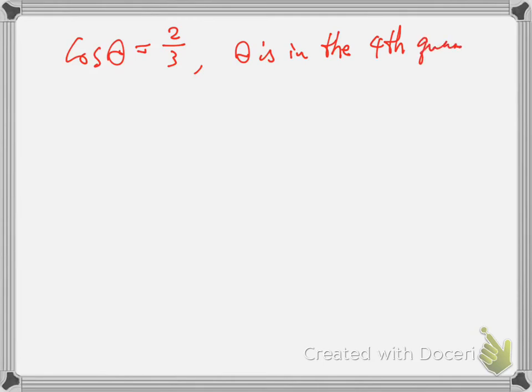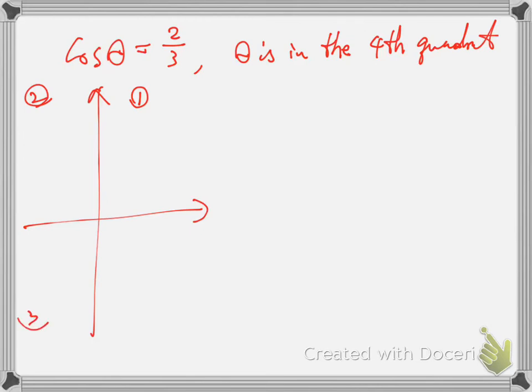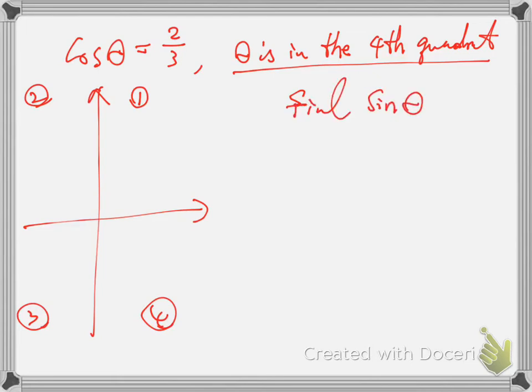Okay, next example. So we know cosine of theta is 2 over 3, and the terminal side of theta is in the fourth quadrant. So we have 4 quadrants here: 1, 2, 3, 4. The given information is theta is in the fourth quadrant, and we want to find sine theta.